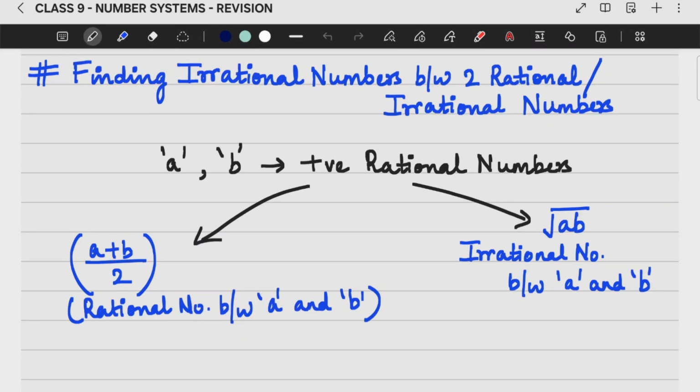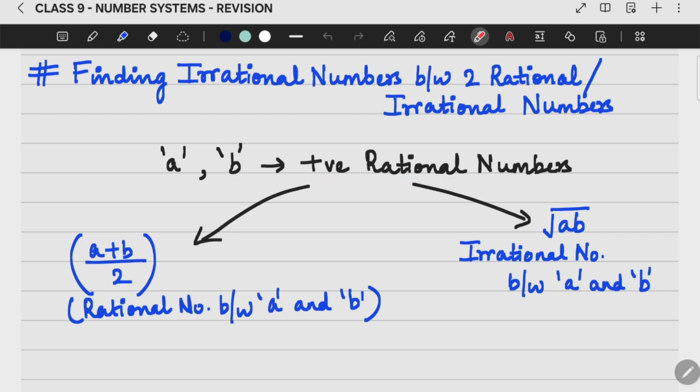Hi everyone. So in today's video, let's solve questions related to finding irrational numbers between any two rational or irrational numbers. You have to find irrational numbers. Suppose you have any two positive, distinct rational numbers.